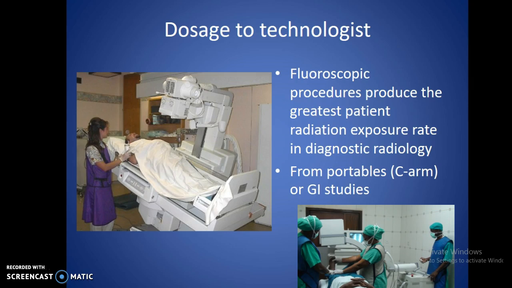Fluoroscopic procedures produce the greatest patient radiation dose rate in diagnostic radiology. You've already heard that many times over, so basically the amount of time involved is so much more than a regular x-ray. Portables, GI studies is generally where you're going to use fluoro most of the time. So C-arms, or you could be doing BEs or UGIs in this case and kind of taking a look around. Limit your time in the room if possible, but even then it's not that much radiation.